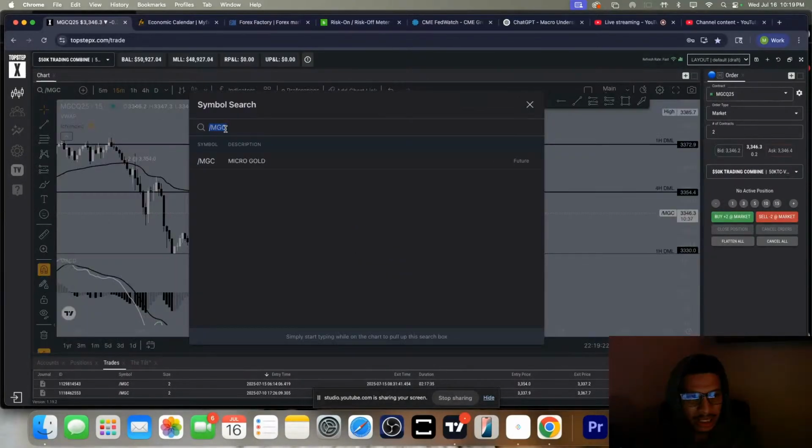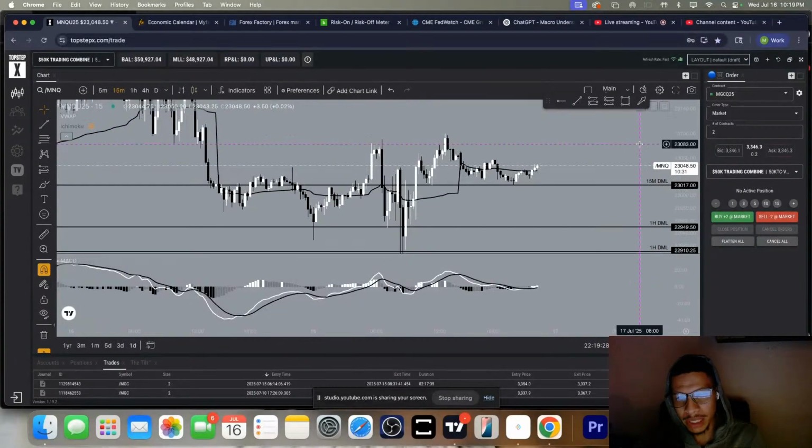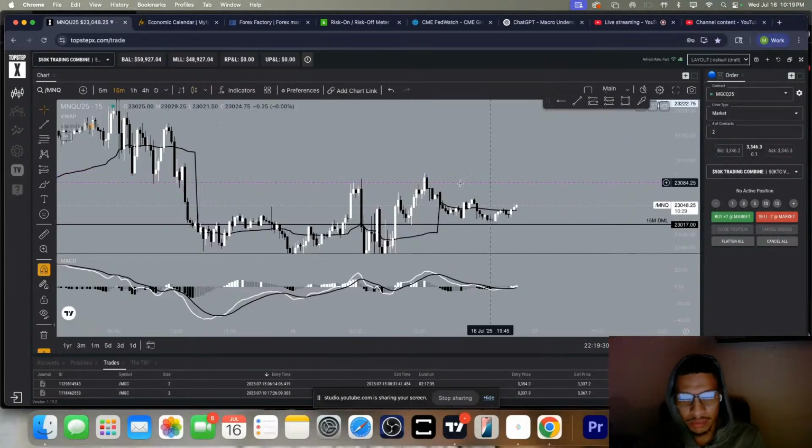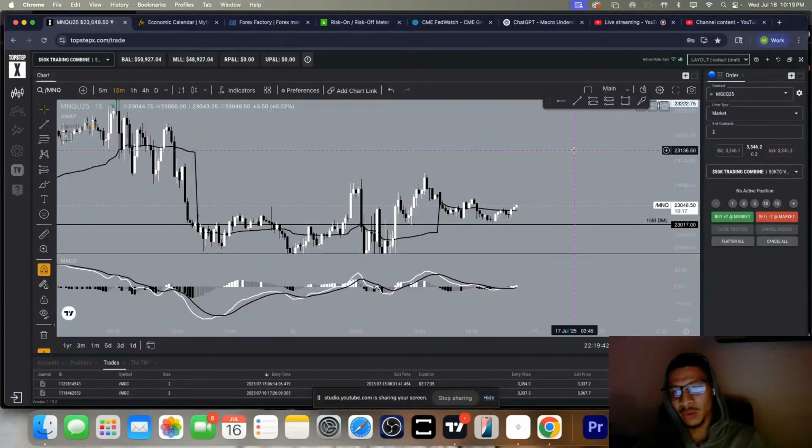Also, when I trade the Nasdaq, I trade MNQ. So I believe with normal NQ, it's $25 per point, right? And if you just look at a small move like this, $25 per point, that's 111 points. It's just not something that I need to do. So that's what we're gonna be looking at today.